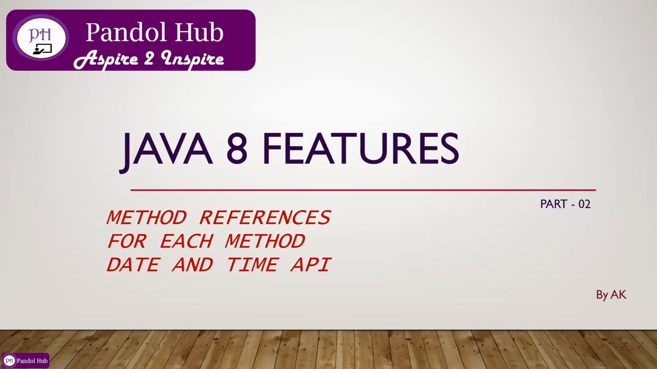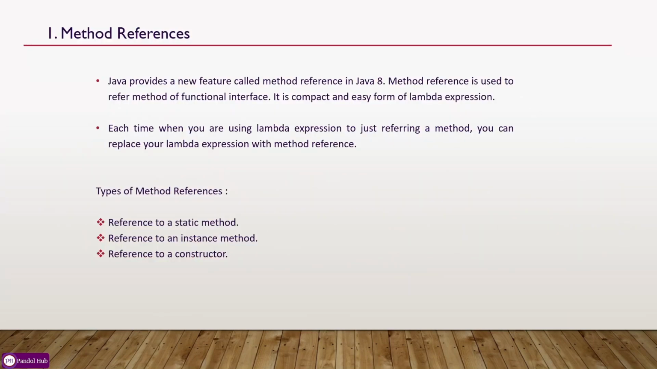So today we are going to look into some more Java 8 features, which are method references, forEach method, and date and time APIs. So method references. What are method references? Java provides a new feature called method reference in Java 8. Method reference is used to refer to a method of a functional interface. It is a compact and easy form of lambda expression.